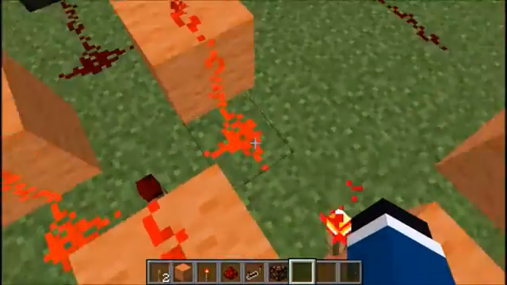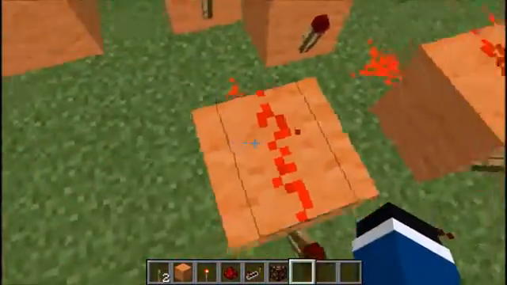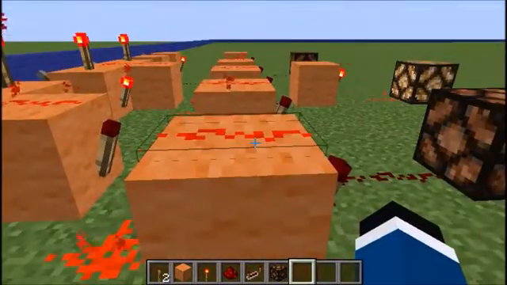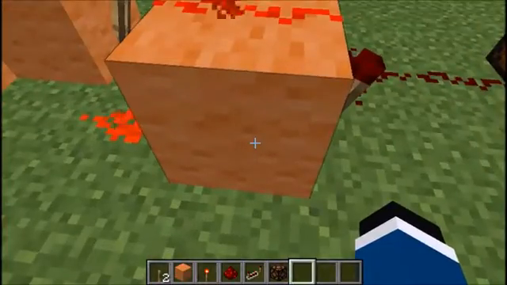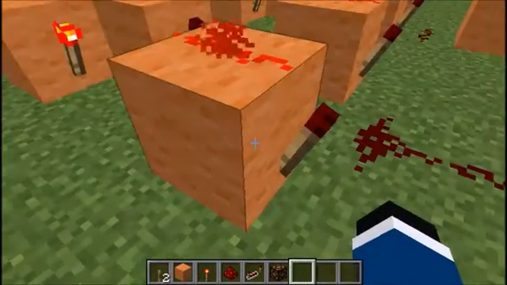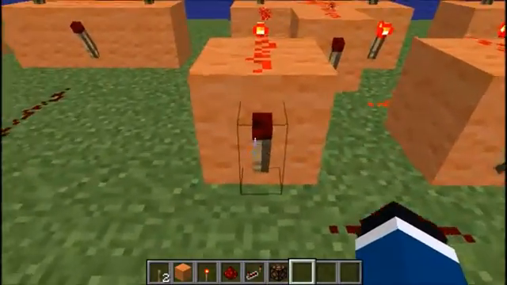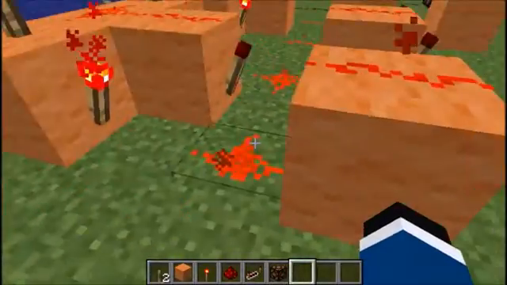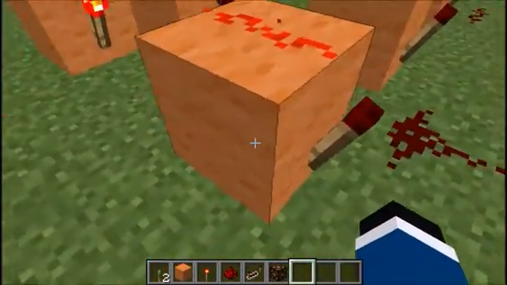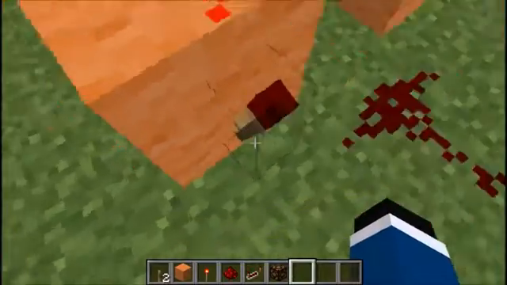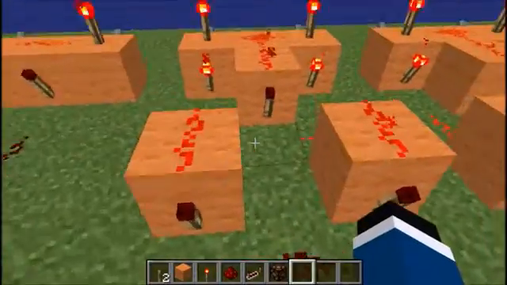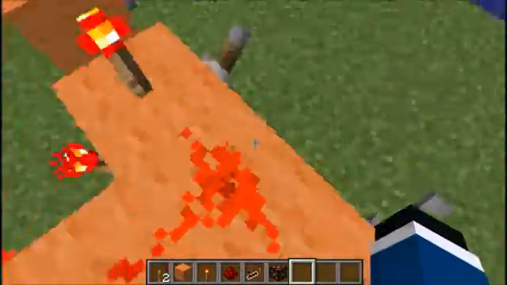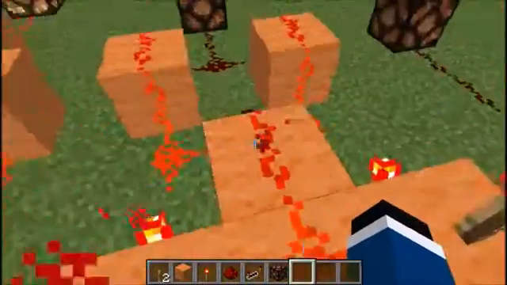Sends no signal out to this, which comes up to here. This block ends up getting powered. And that, wait, no. Yeah, it sends no signal to here, which sends no signal to the block, which makes this turn on, which makes this turn on. And I know that was a lot to absorb, but it's the same for both sides.